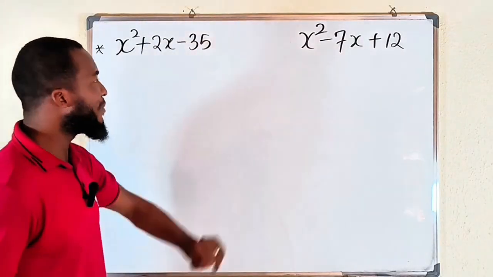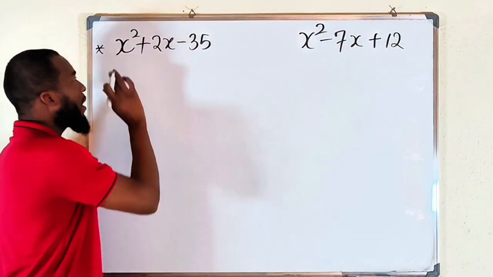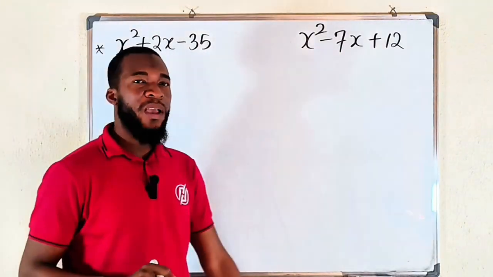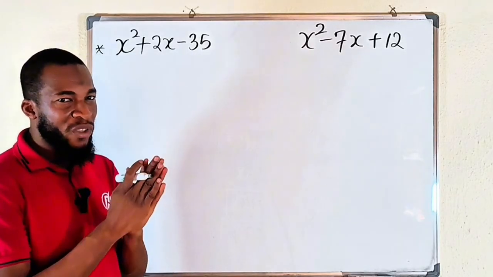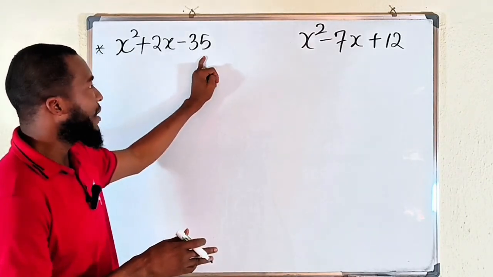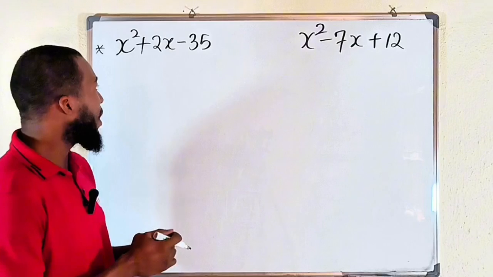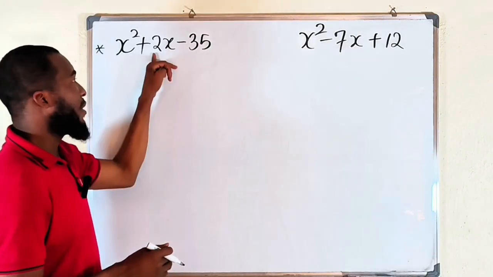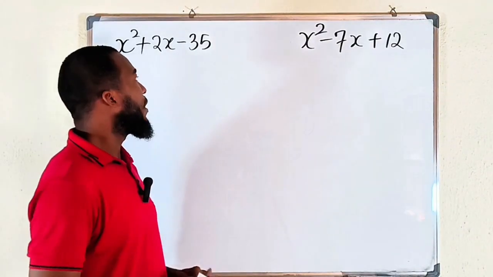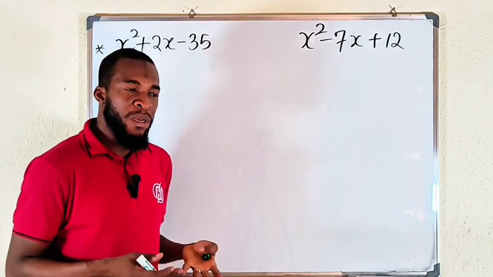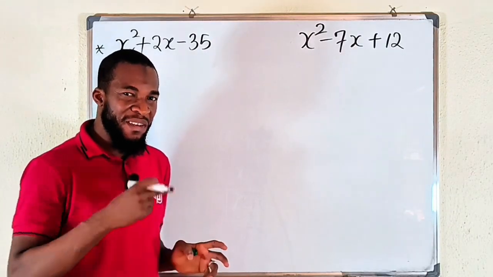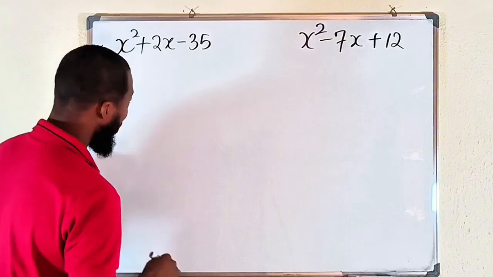We have two problems here. x squared plus 2x minus 35. How can you think of two numbers that you can multiply together to get negative 35, and the moment you add those two numbers together, you get 2? Definitely the numbers are 7 and negative 5, but assuming you don't know, you cannot easily think of those two numbers. Let me show you how you can do that.